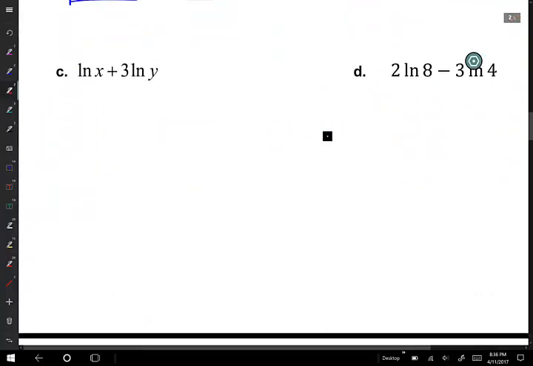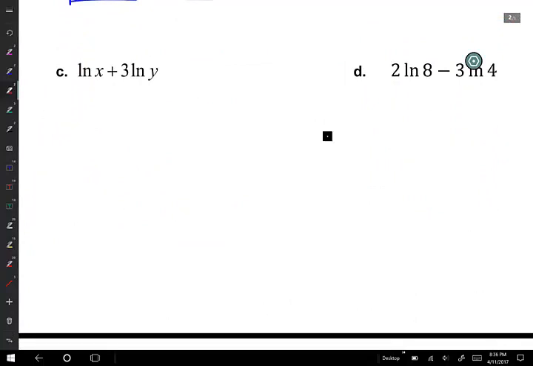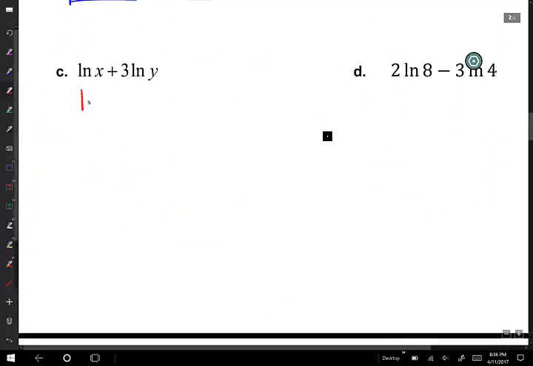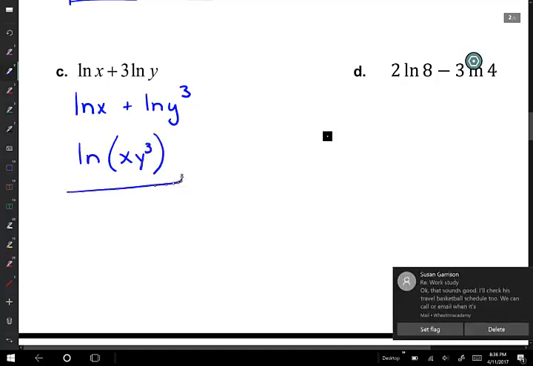Moving down, we now have the natural log of x plus 3 natural log of y. Well, start off just like normal. The natural log of x is going to be the same, plus the natural log of y cubed, which is going to give us a combined natural log of x y cubed. And that's going to be our answer.